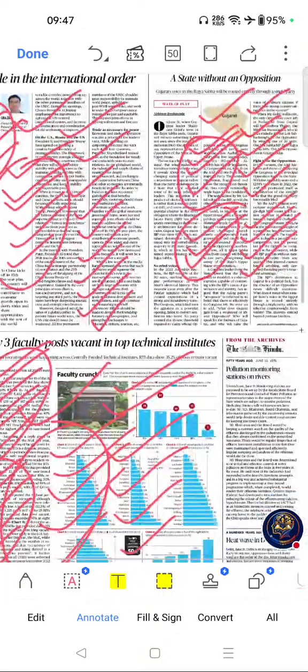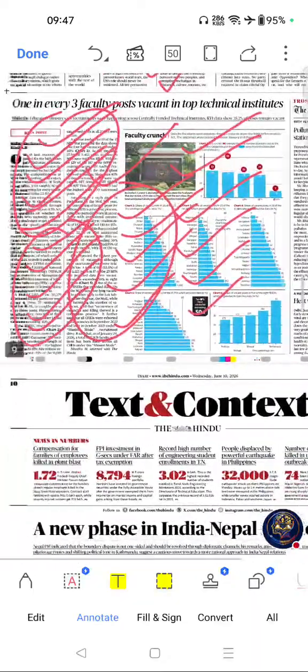Yeah, these are the only important articles from this page. Next, move on to page number 10.